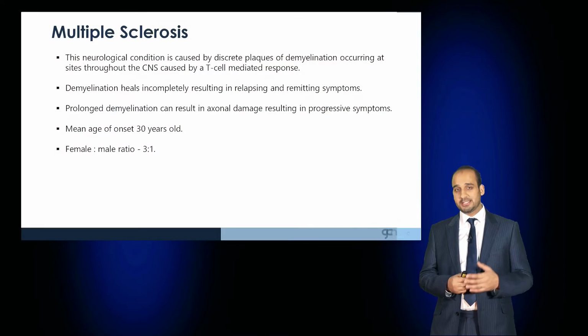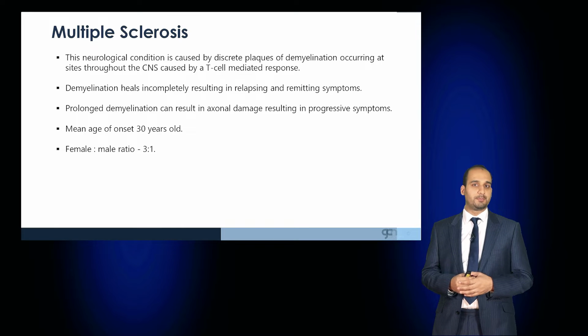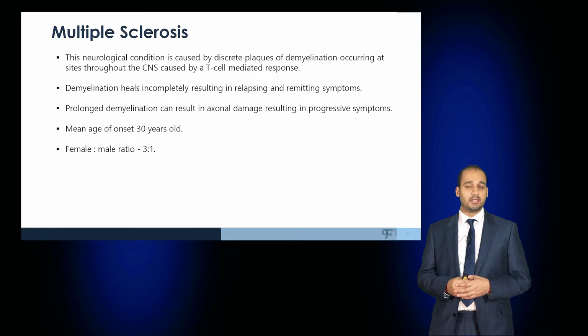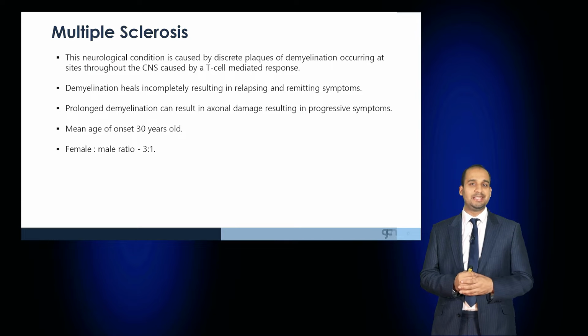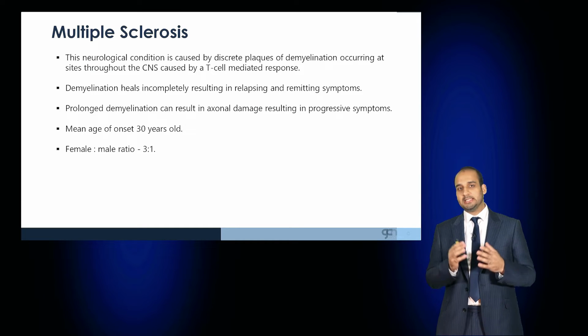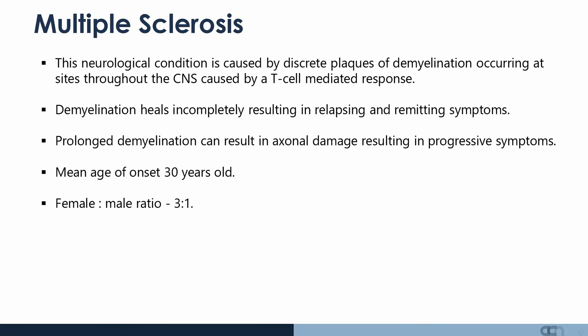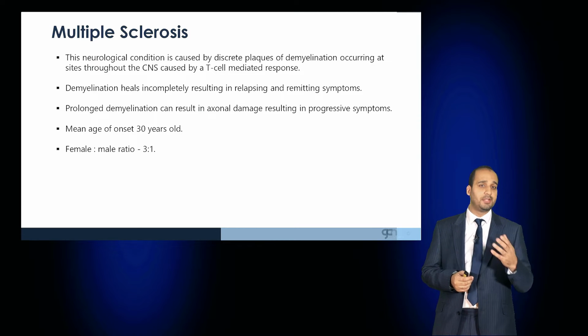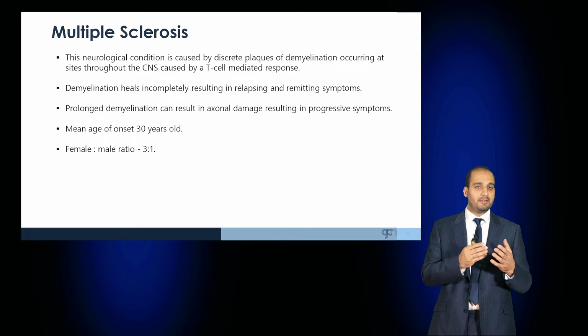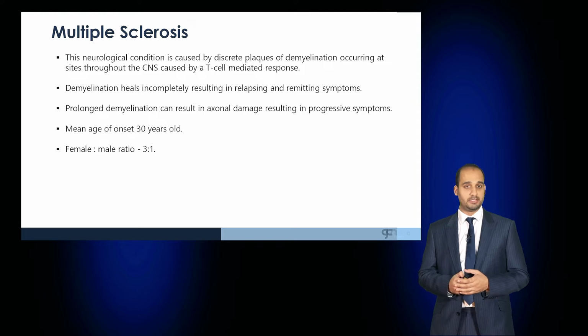Multiple sclerosis is a neurological condition caused by discrete plaques of demyelination occurring at sites throughout the central nervous system, caused by a T-cell mediated response. Demyelination heals incompletely, resulting in relapsing and remitting symptoms. Prolonged demyelination can result in axonal damage, resulting in progressive symptoms. The mean age of onset is 30 years old, and there's a female to male ratio of approximately 3:1.